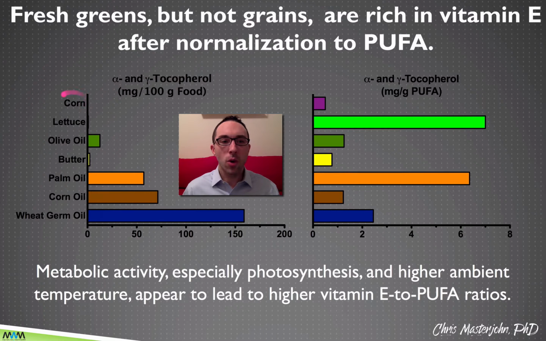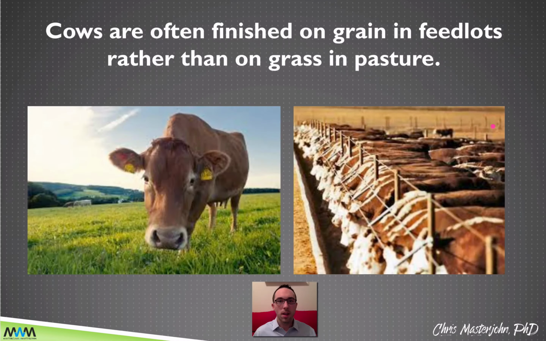So if we add corn as representative of grains and lettuce as representative of greens to our chart, we see that they're meaningless if you look at total vitamin E. But if you look at vitamin E per gram PUFA, lettuce as a leafy green comes out way ahead of most other things on this list, even ahead of palm oil.